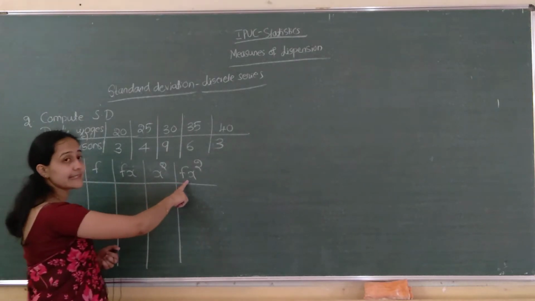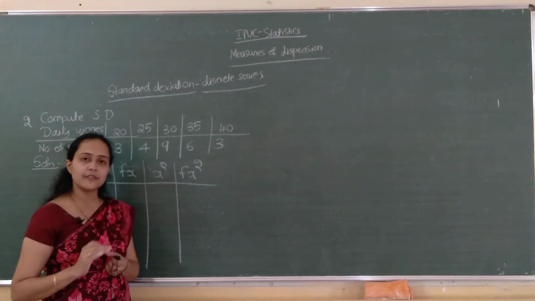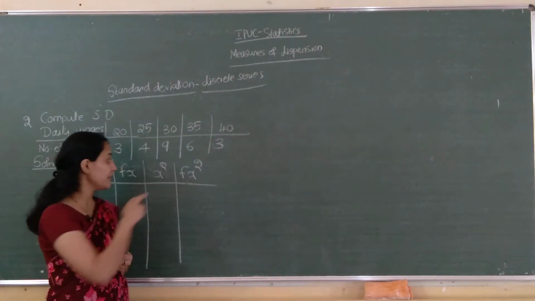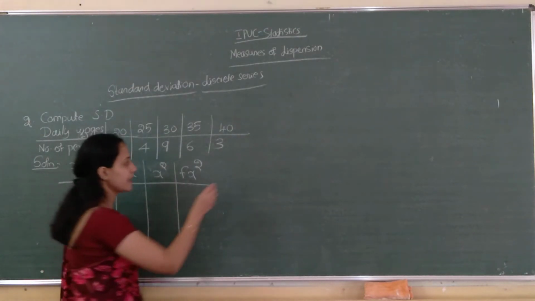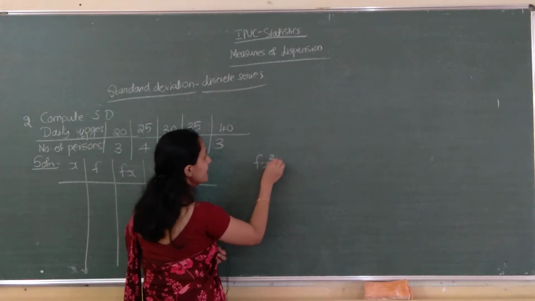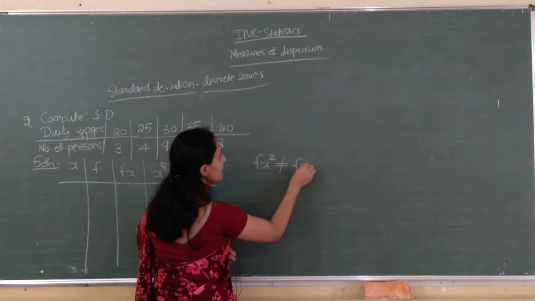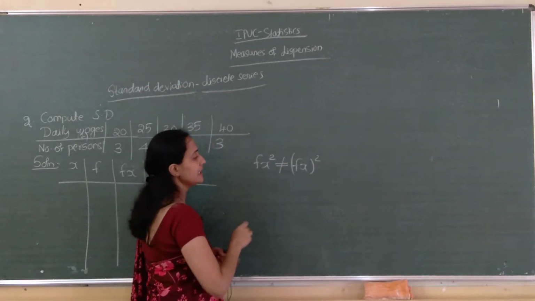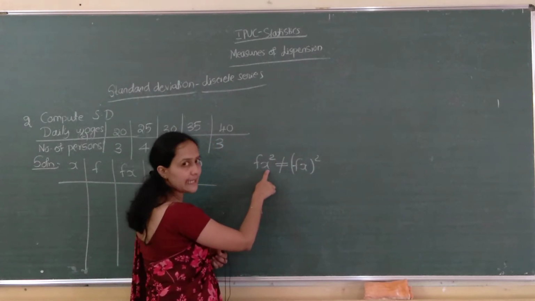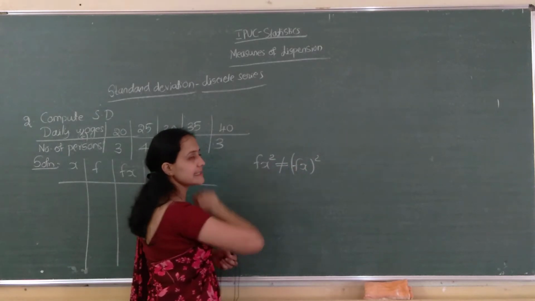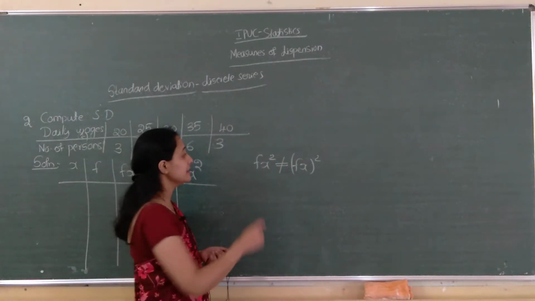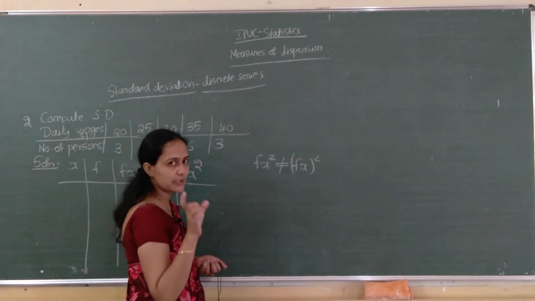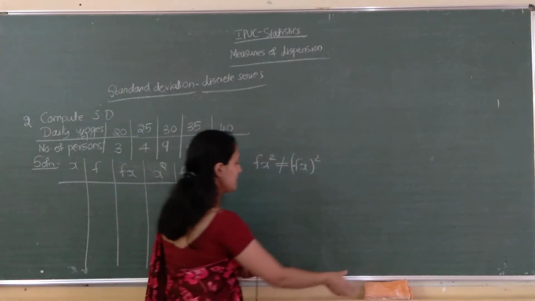Remember, f x square and f x the whole square are different. f x square is not equal to f x the whole square. This one is f into x square, and this one is f x the whole square. Both are different. Just remember it.